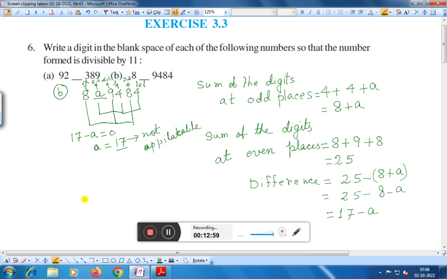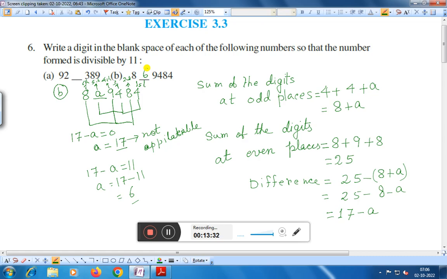Now, if we take 17 minus a is equal to 11, then what we are getting? a is equal to 17 minus 11, that is 6. Right? This is the exact number. Therefore, we can say that 8 6 9 4 8 4 is the number which is divisible by 11.